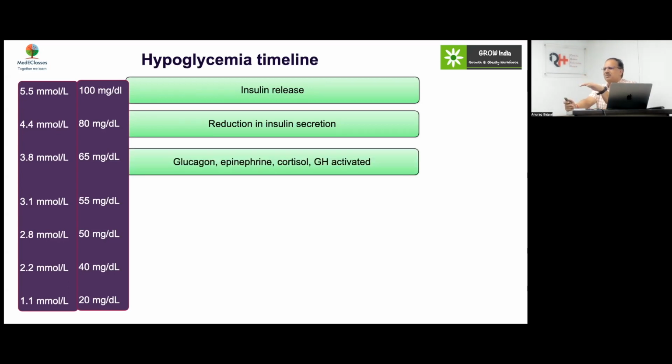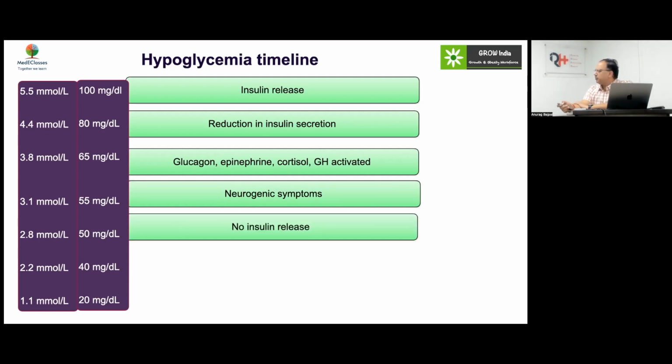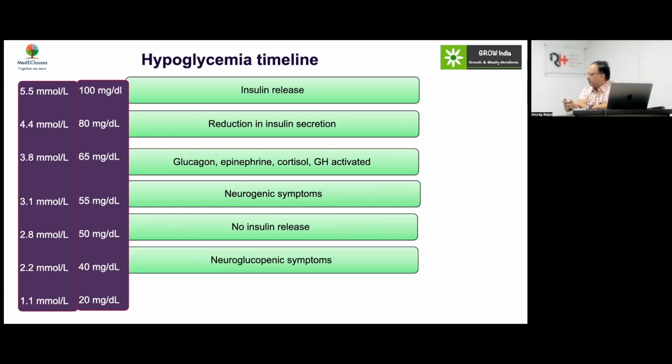Then you have got the various pathways. Some people will say there is overlap here and there, but mainly the counter-regulatory response will come a bit later. Then you will have the neurogenic symptoms. High epinephrine will cause sympathetic symptoms, and then you will have the neurogenic symptoms. And the counter-regulatory release will happen around 50 to 60 in that regard.